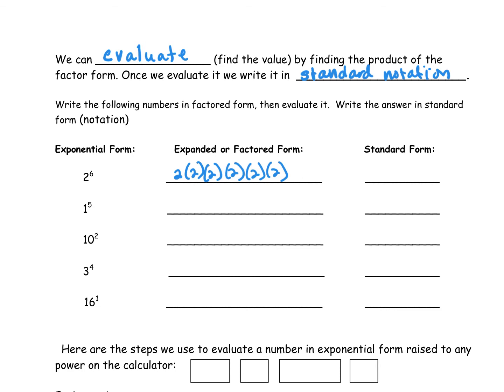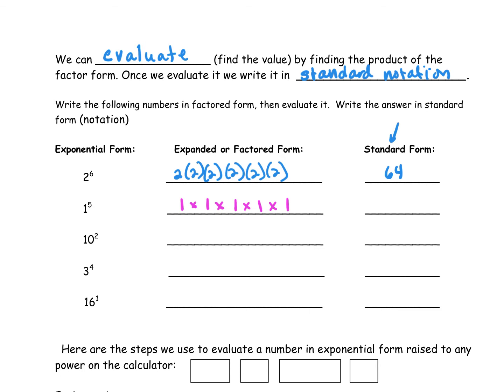And you should get 64. That standard form means the way we'd rather see our numbers. Our next example is 1 to the 5th power. So we're going to write that as 1 times 1 times 1 times 1 times 1. Again, we try to avoid the times sign because it looks like the variable x.